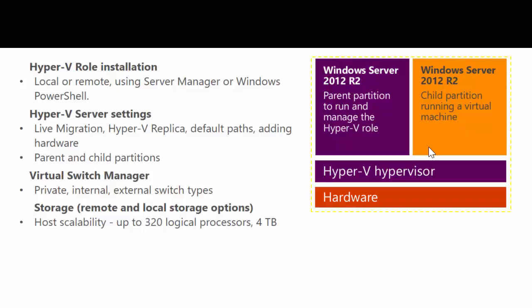Now, when it comes to setting up some of the networking, what you need to be aware of is that we've got three different types of virtual switches that you can set up: private, internal, and external. With a private switch, it's only available within the virtual machines themselves. So if virtual machines are on the same private switch, they can communicate with each other. Next up we've got the internal switch. If machines are on the same internal switch, they can communicate with each other, but they can also communicate with the host server, the server running Hyper-V, for example.